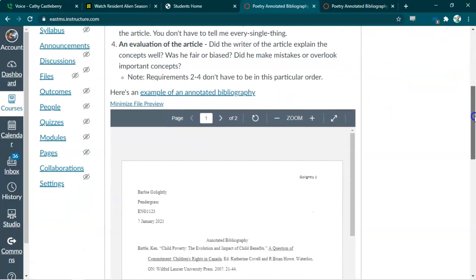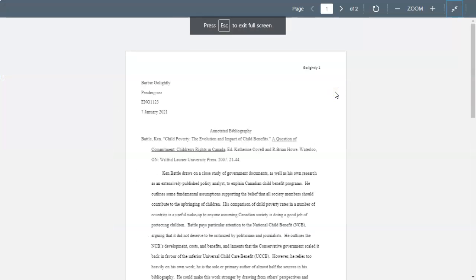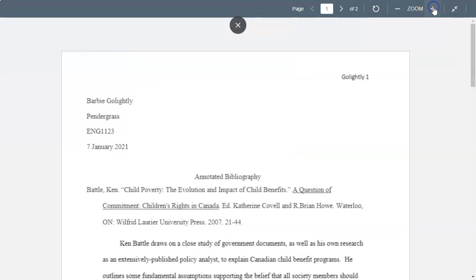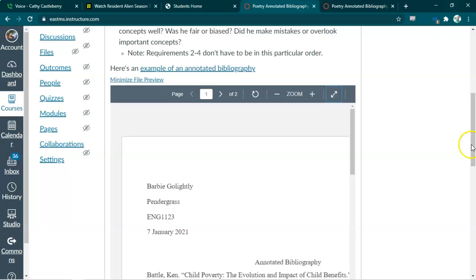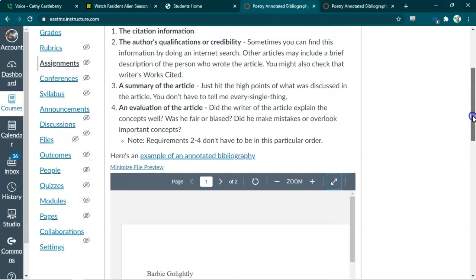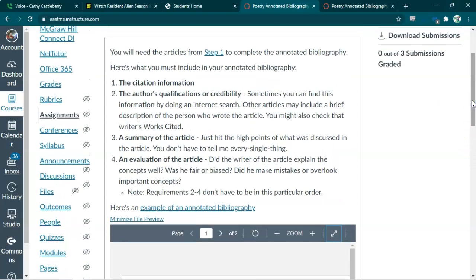And this, make this a little bigger. This is what that citation information looks like. You've got it somewhere. Okay. So what else do you need in your annotated bibliography?